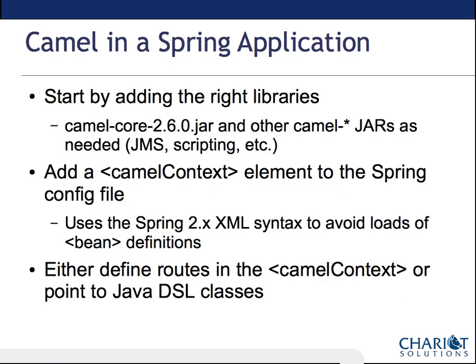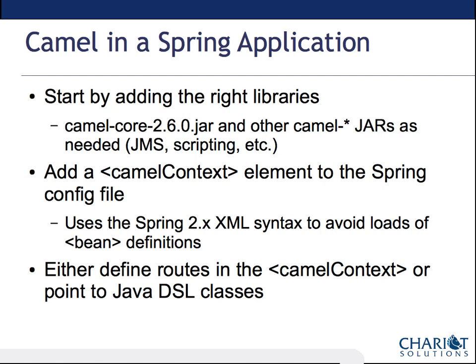So if you're going ahead and deploying Camel, the easiest way to do it is a Spring application, in which case you just have to add some Camel jars to your class path. There's a Camel core jar, and then there are other jars with specific functionality you can add on to Camel, and we'll see some examples of that as well. In your Spring configuration file, you just add one Camel context element, and it uses the nice syntax introduced in Spring 2 where you can define specific XML tags for specific functions. So we'll see how that works.